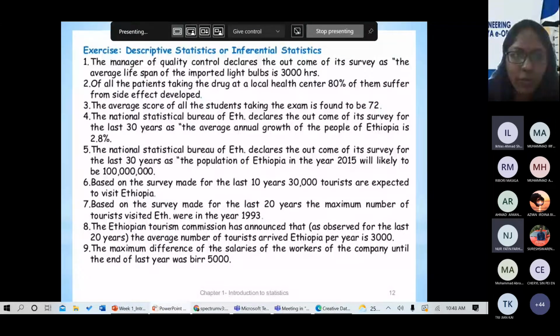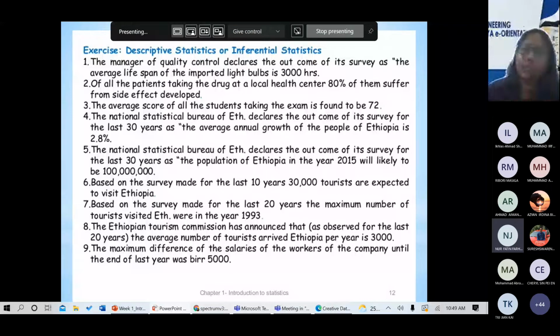But we are talking about all the patients. That means we are saying of all the patients taking the drug at a local center, everyone who takes the drug at the local center, they included everyone. And they say 80% of them are suffering from side effects. So it's like saying if you go to a local drug center, you have an 80% chance of suffering from side effects. Yes. Oh, okay, all right. You get it? Because we're talking about everyone.